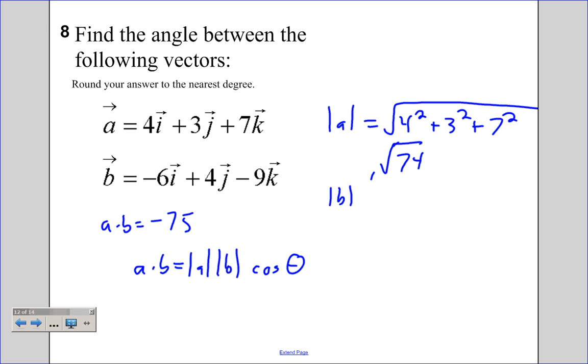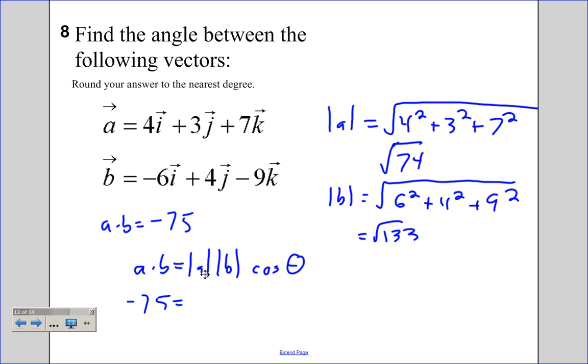The magnitude of B, we do the Pythagorean theorem again for 3 dimensions, and it is the square root of 6 squared plus 4 squared plus 9 squared. So 6 squared plus 4 squared plus 9 squared is 133, so this is going to be the square root of 133. So A dot B is negative 75, magnitude of A is root 74, and magnitude of B is root 133.